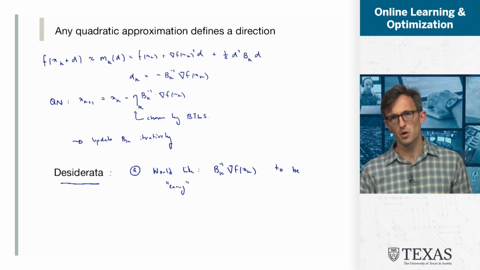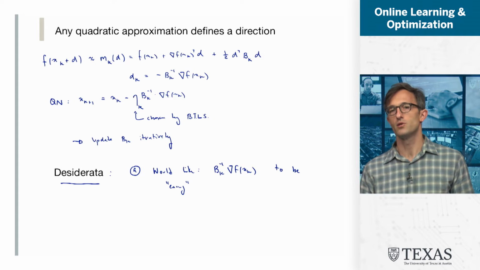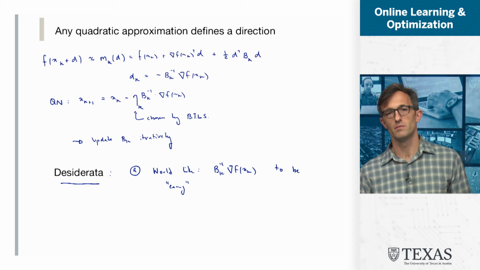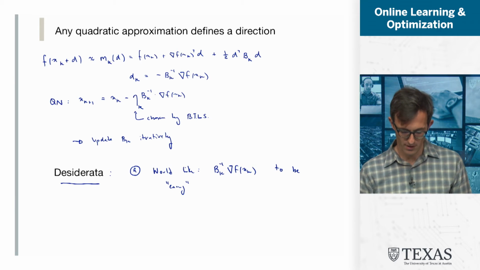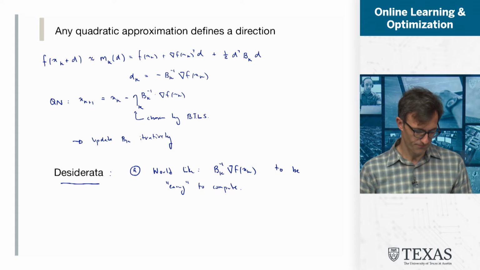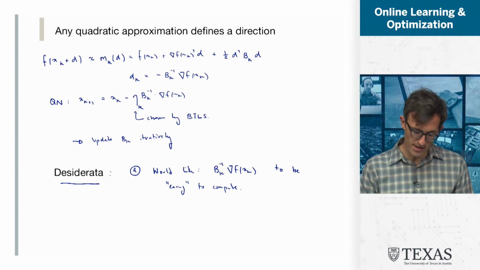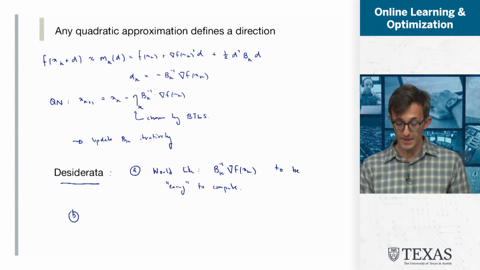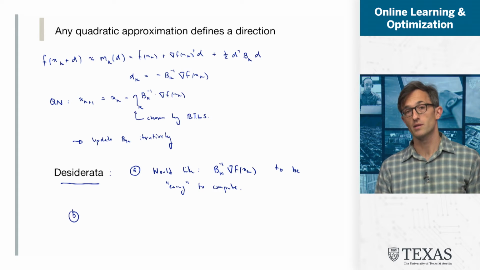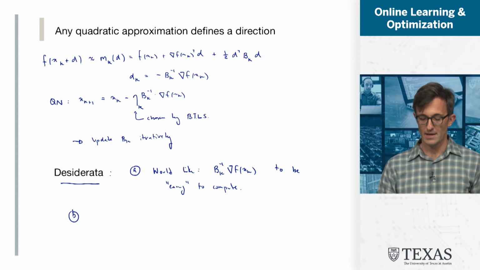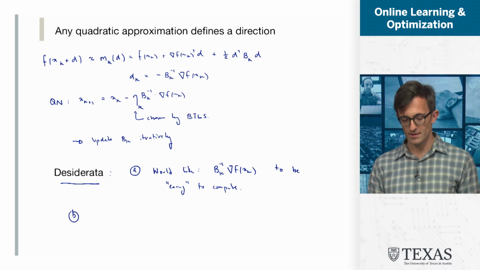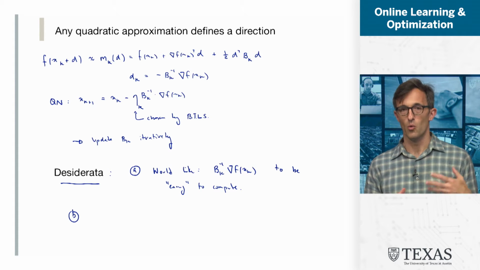I put easy in quotes. All that really means is easier than Newton. Because if it's not easier than Newton, I'm just going to use Newton's method. Easy to compute. And then I would like Bk to be some reasonable approximation of the Hessian. And answering Bk is basically going to specify what flavor of quasi-Newton method we are going to take.